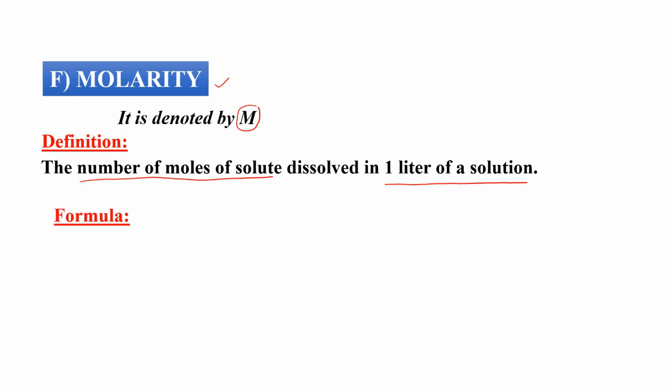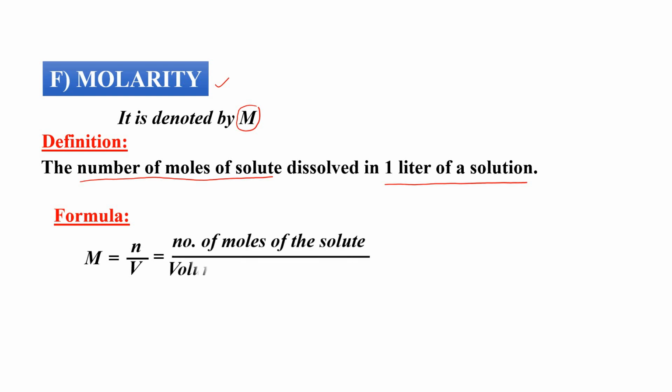Now, what will be the formula? The formula: M, capital M, is equal to n by V. Now, n stands for the number of moles of solute, and V for the volume of the solution, isn't it? This is the formula, actually. It's a very, very important formula. Now, what are the units here? For the mole, the unit is again mole only. For the volume, the unit will be liter. Therefore, the unit for molarity is moles per liter.